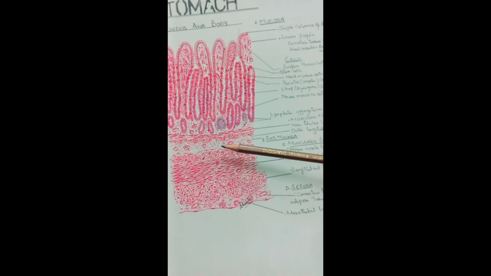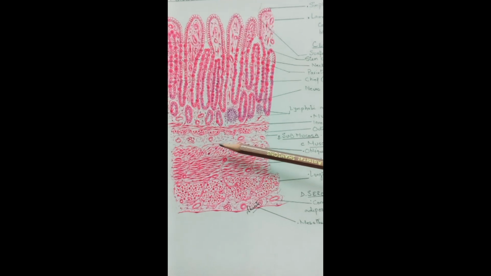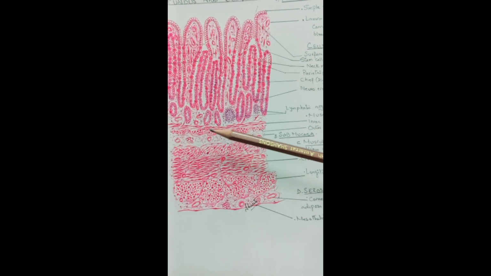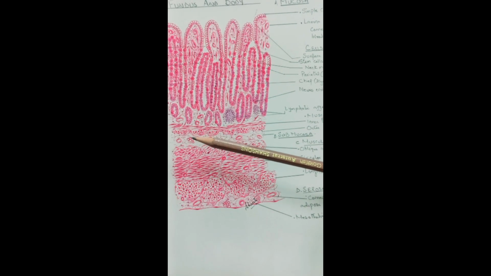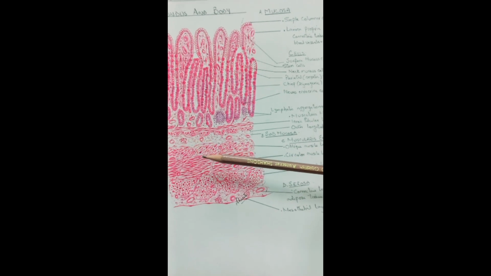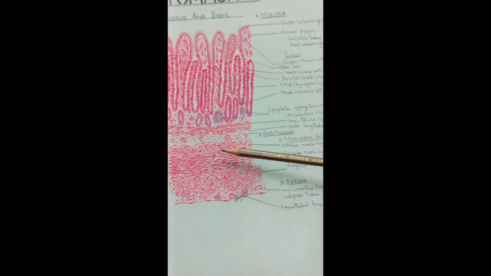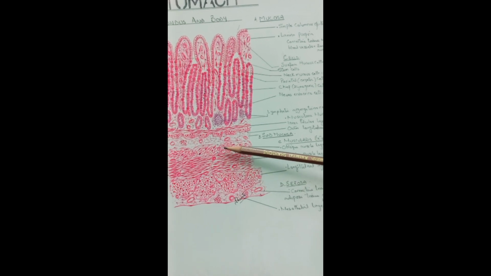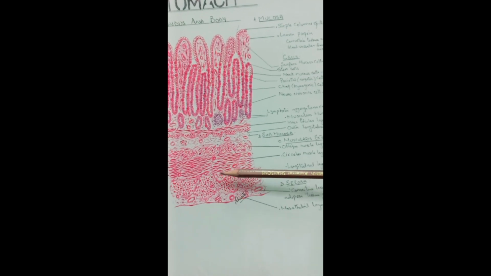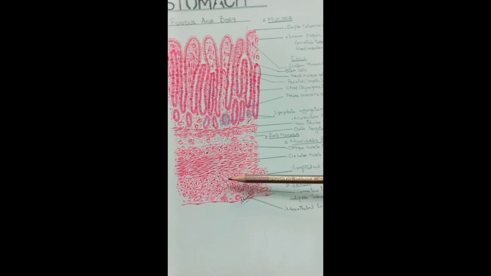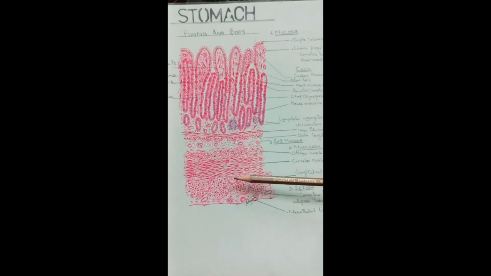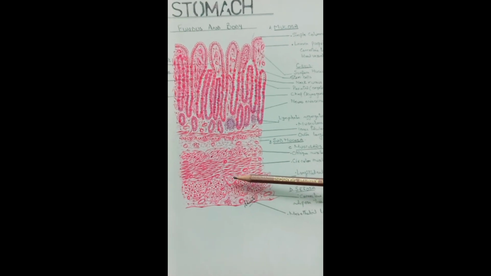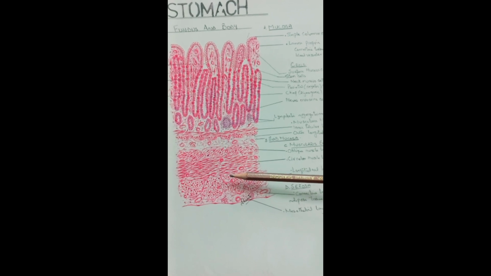Second is the submucosa, in which you have a connective tissue layer with blood vessels and a group of adipose tissues. The third layer is the muscularis externa. Here you will find three muscle layers: inner oblique, middle circular, and outer longitudinal layer. This is the difference from the other GIT structures, because here you will find three muscle layers.